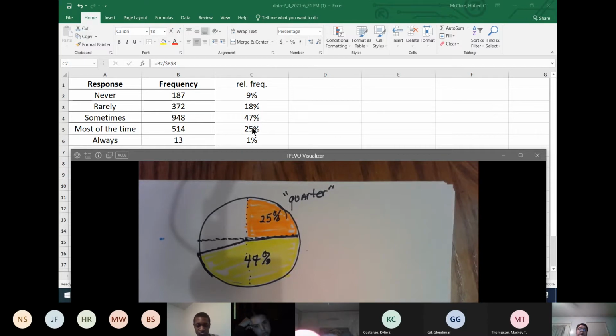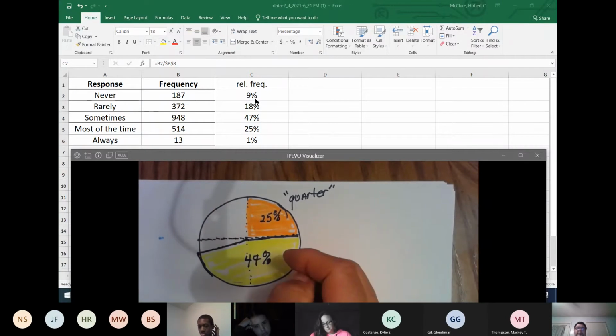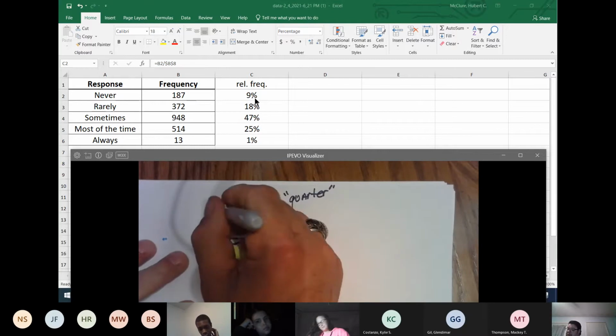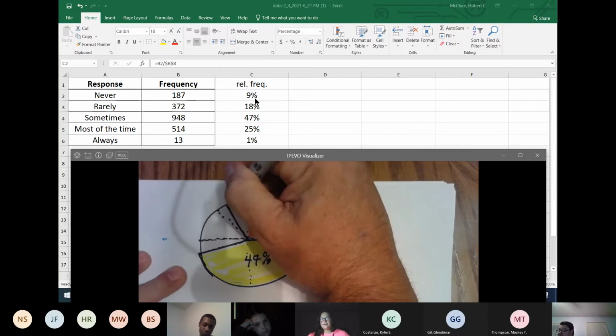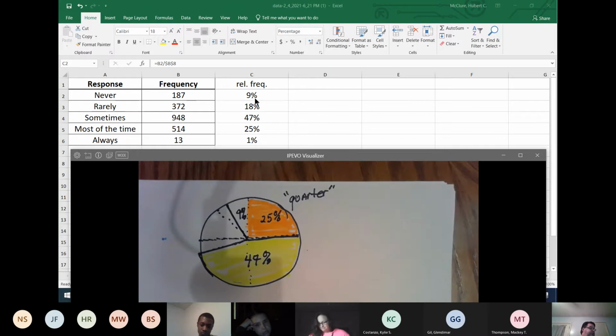So you could say 18 or 9 would be your next easiest. Well, don't you know this is 25% right here? What's half of 25? 12.5, Hubert. That's right. So 12.5 is close to 9%, isn't it? So if this is 12.5, then 9% would be about right here. And I'm going to color that pink.